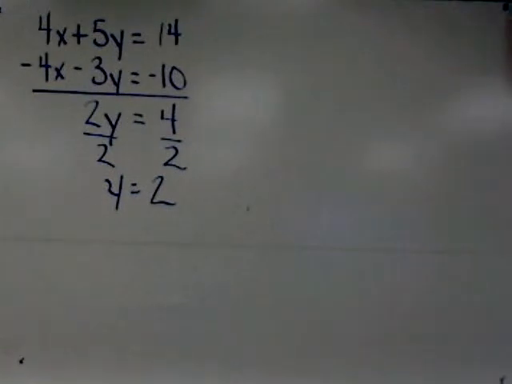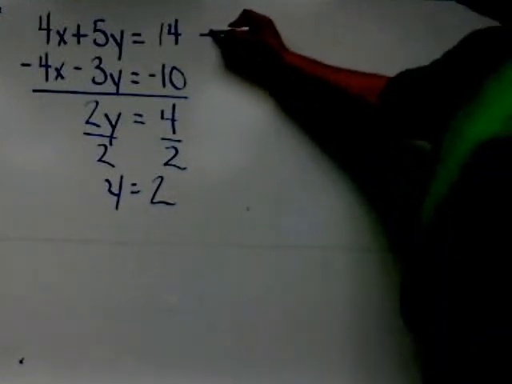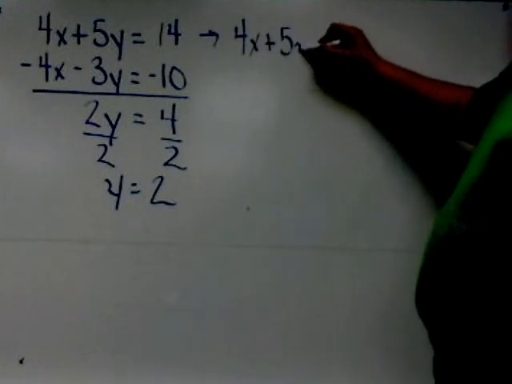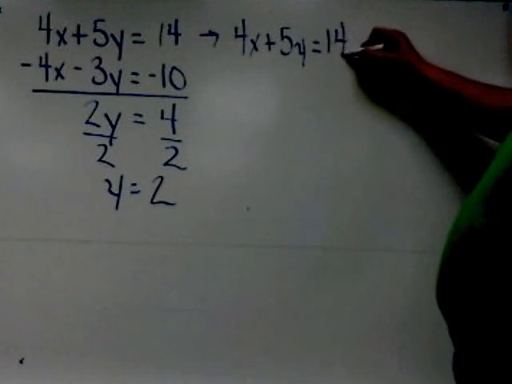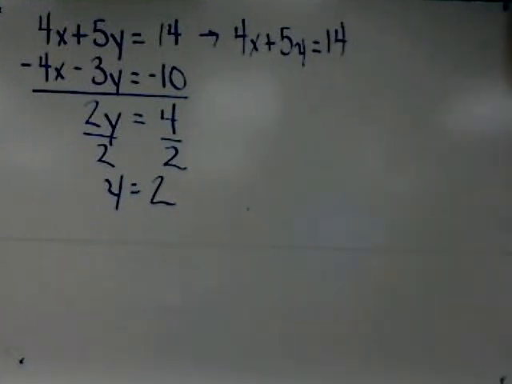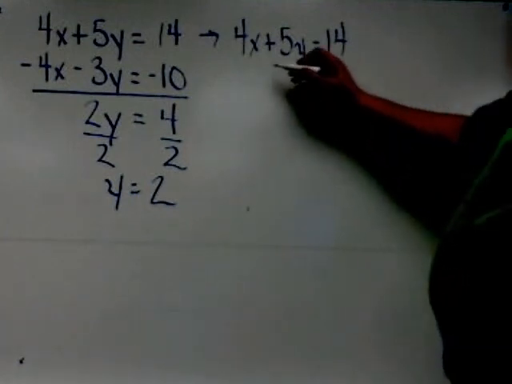Now I get to choose. I get to choose whether I want to go back and plug that information into the first equation or the second equation. I'm going to choose the top equation because there's no negatives or subtraction signs that I'm going to have to worry about in that top equation. So, working with 4x plus 5y equals 14, I now know, based on the first part of the problem, that y is equal to 2. So I'm going to change y into a 2.